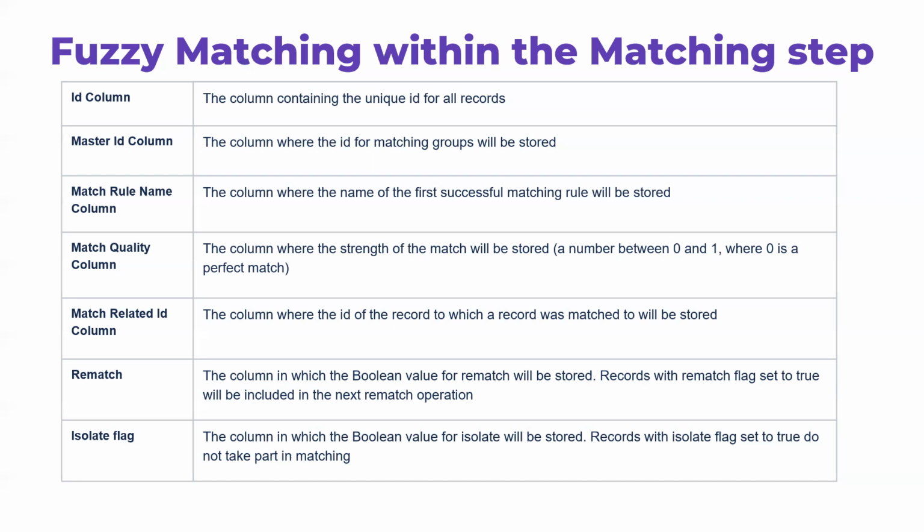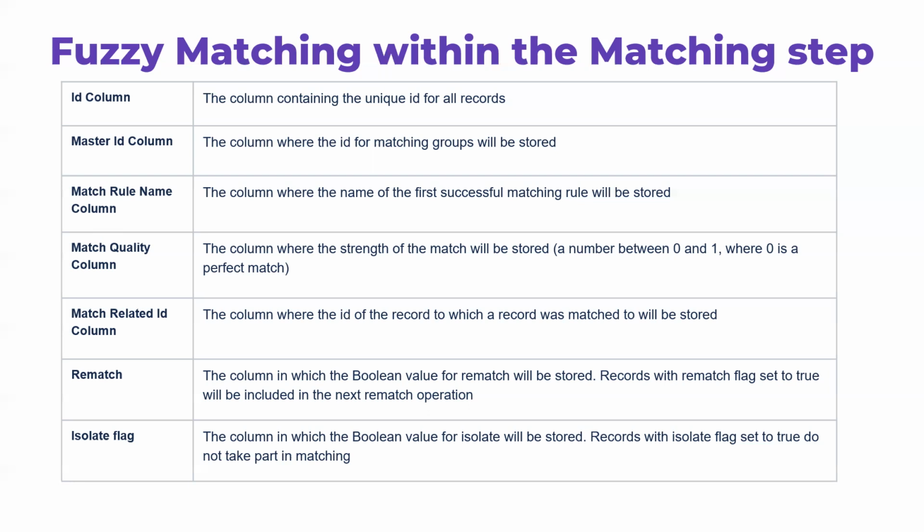But the matching column is essentially the strength of the match, where it is a number between 0 and 1, and 0 is closest to a perfect match. The match-related ID houses the ID of the record to which another record is matched. And the rematch flag is a Boolean value that is used to identify a record that has been matched before, but needs to undergo another rematch or another matching process. Whereas the isolate flag is used to identify records that should not take part in matching at all.